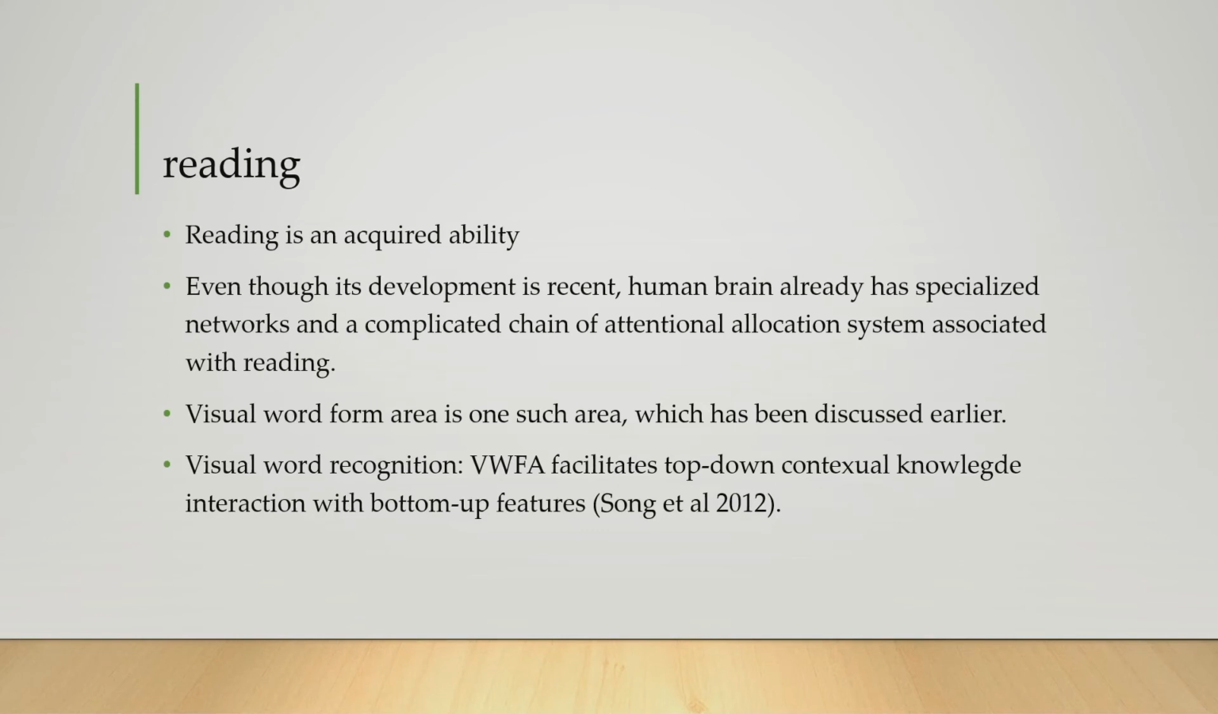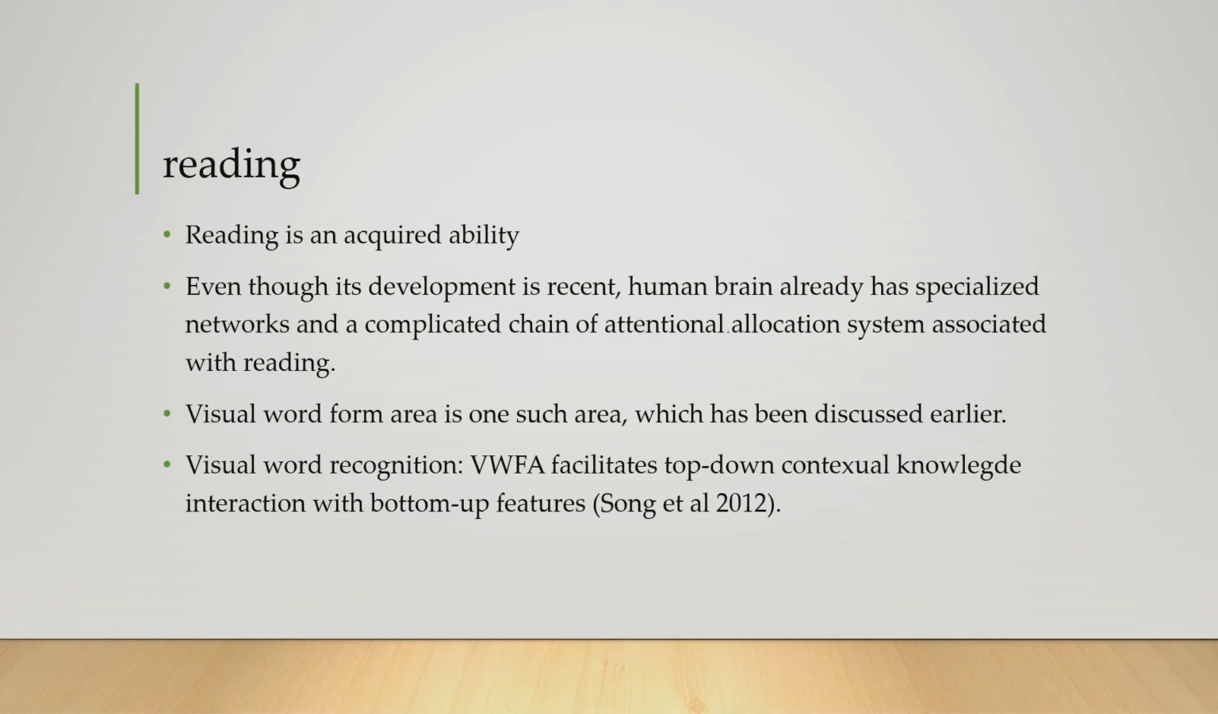In terms of reading, there are also some interesting research findings, and part of it we have already talked about before. So, we will just go over this in a brief manner. Reading is an acquired ability, it is not something that was given to us. Reading is a recent activity in terms of humans. So, even though its development is recent, the human brain has already specialized networks and a complicated chain of attention allocation system associated with reading.